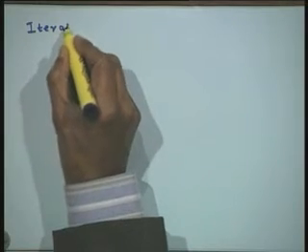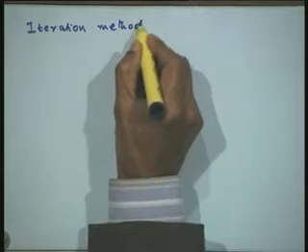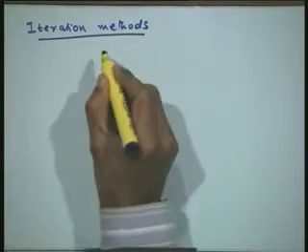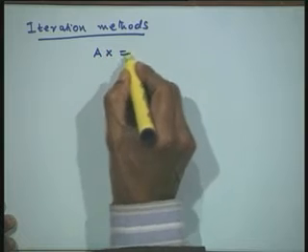Now, in the previous lecture we gave a brief introduction to the iteration methods for solving the system of equations Ax = b. Let us just recall what we explained last time. We defined the iteration methods.